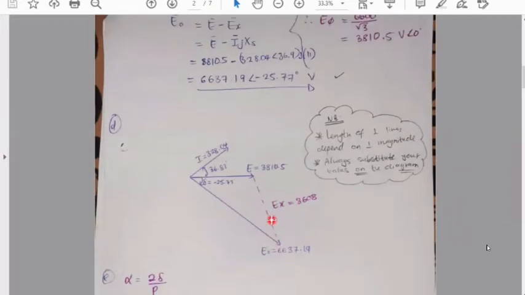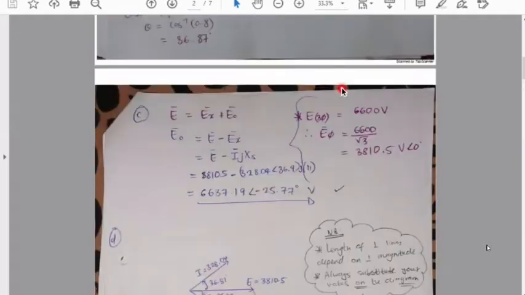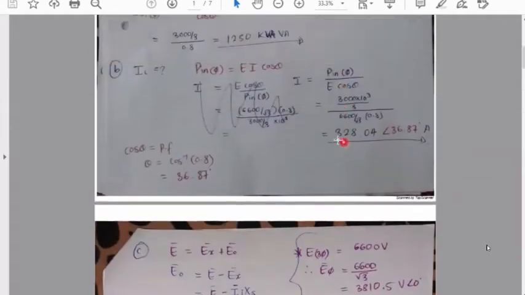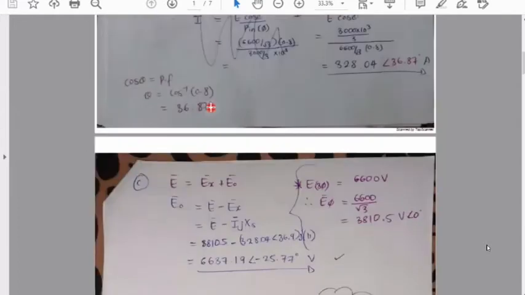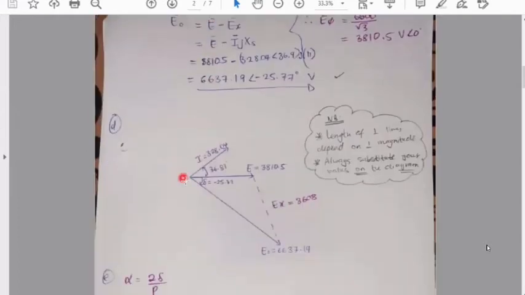Then you go straight to your I. Your I, you calculated it to be 328.04. That's your magnitude. What about the angle? Is it upwards or downwards? Is it leading or lagging? The question says it's leading, so it will be on top. And the angle between the two will be 36.81, which we've calculated using the power factor.